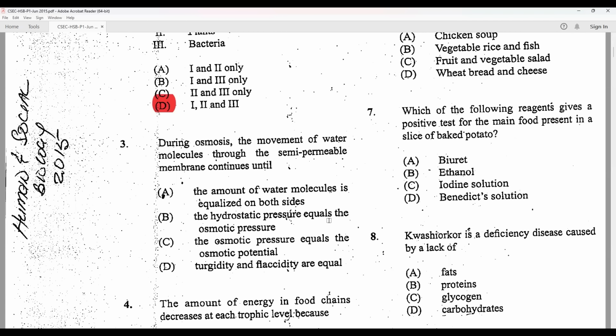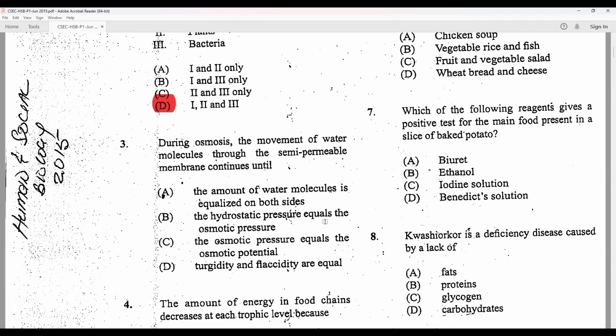During osmosis, the movement of water molecules through the semi-permeable membrane continues until, and for this question, just take your time and read it carefully. Osmosis is the movement of water molecules, and they have structured the question kind of confusing. So let's go through the answers. A, the amount of water molecules is equal on both sides. That doesn't mean the concentration is equal on both sides. So having water molecules equal on both sides is not necessarily the answer.